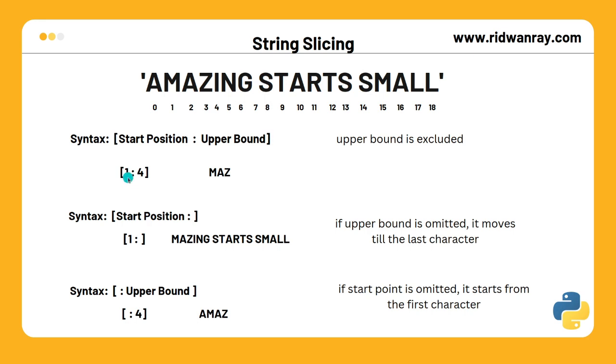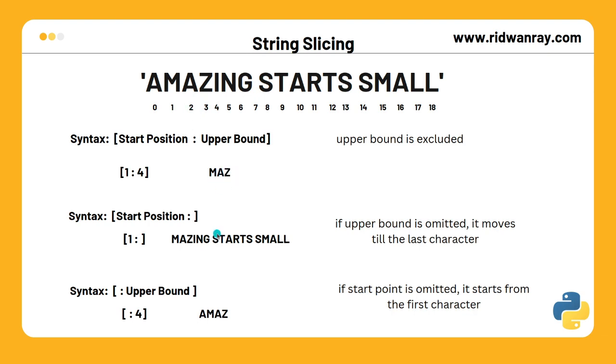The character at index 1 is M, while the character at index 4 is I. It moves from the starting position 1, 2, 3, but it excludes the upper bound, which is 4. So the string we have here will be MAZ.